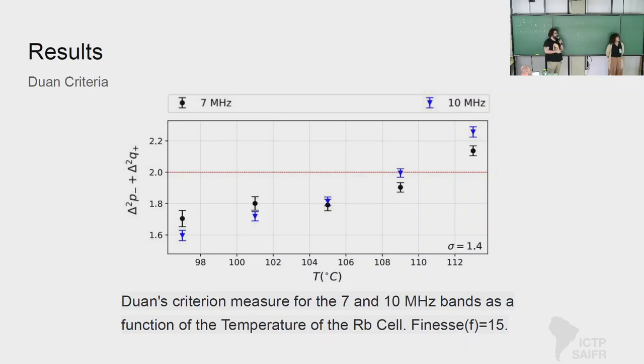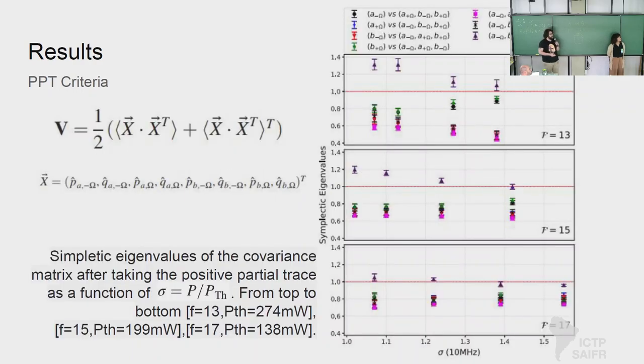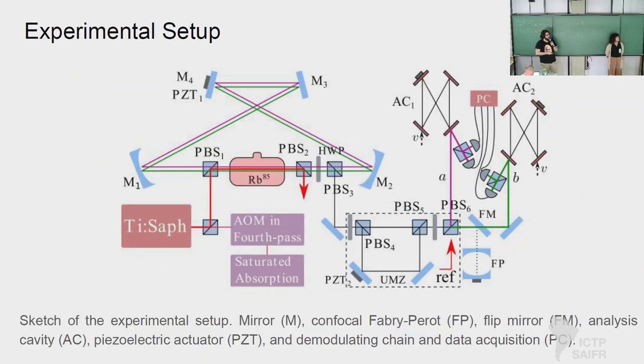They have also seen this while changing the temperature of the cell inside the OPO. We see that if we increase the temperature, which increases the density, it reduces the entanglement. And then what they did next, as we are making a tomography of the field, was to reconstruct the covariance matrix for those sidebands that I have talked about.